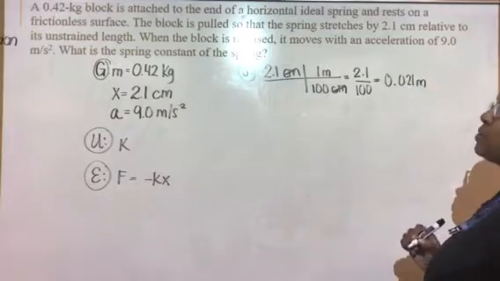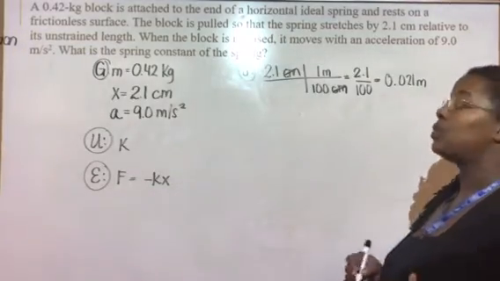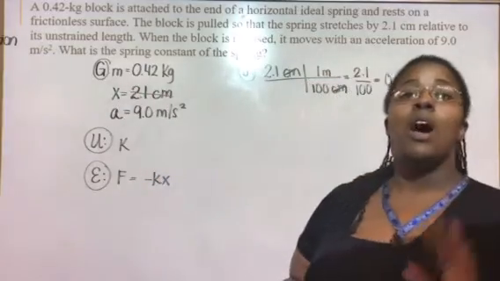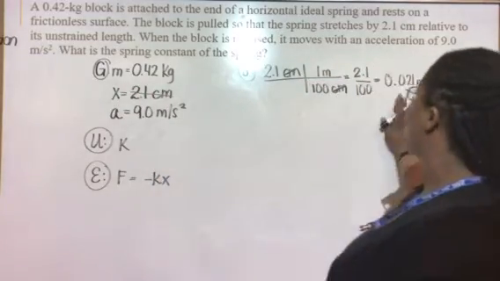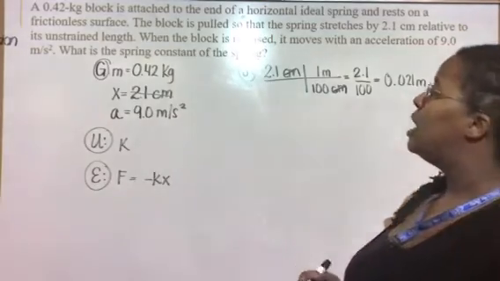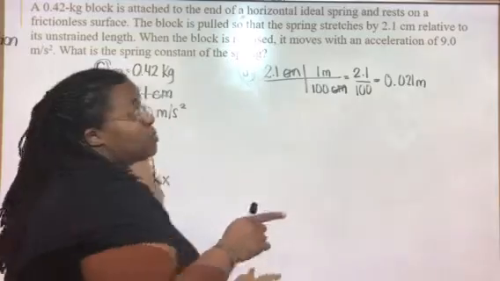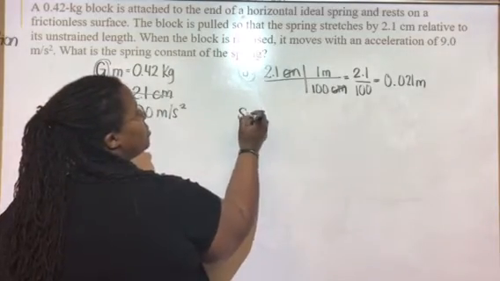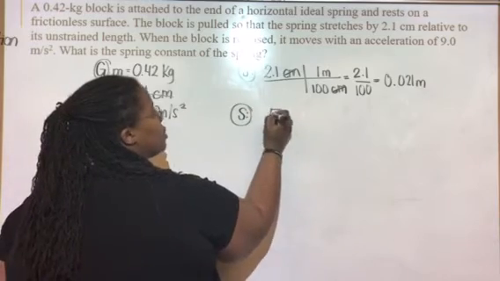0.021 meters. A common thing to do is to come back over to your given and cross this number out. Hopefully that will remind you that you have made changes and you'll plug in your new number instead. Our acceleration is already in meters per second squared, so we're ready now to solve this problem. Let's start with our original equation.